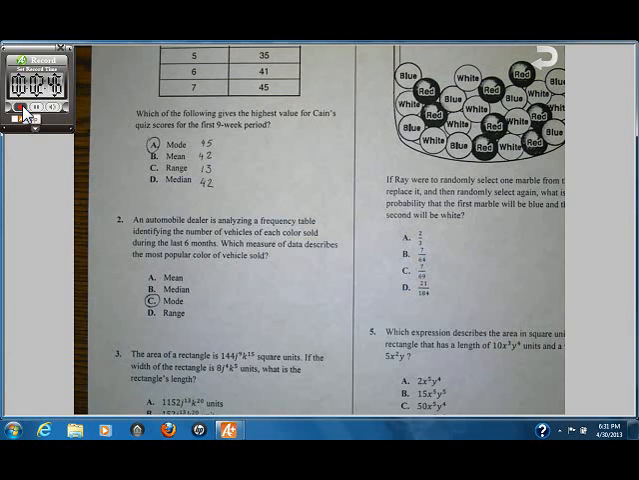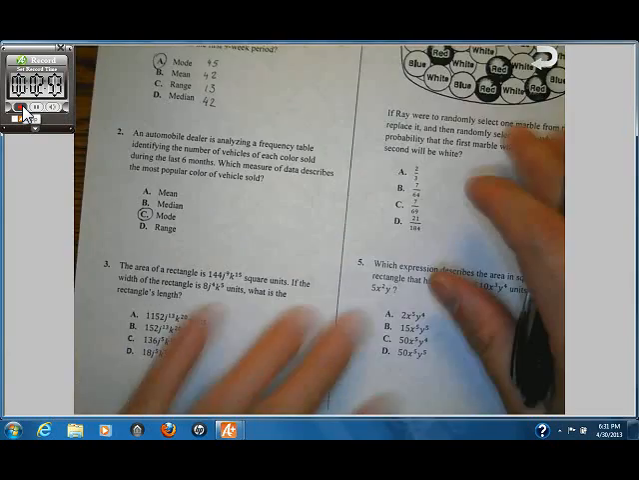Okay, changing pen so y'all can see it a little bit better. Alright, the next one, I'm moving my computer back so I can move.